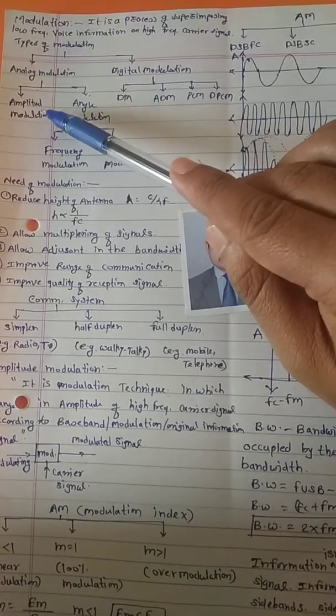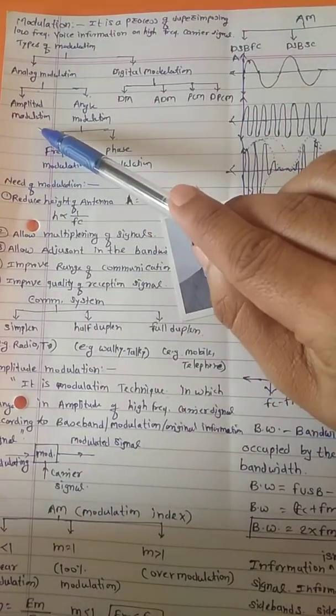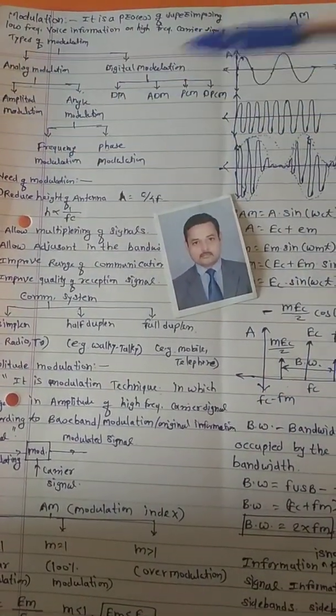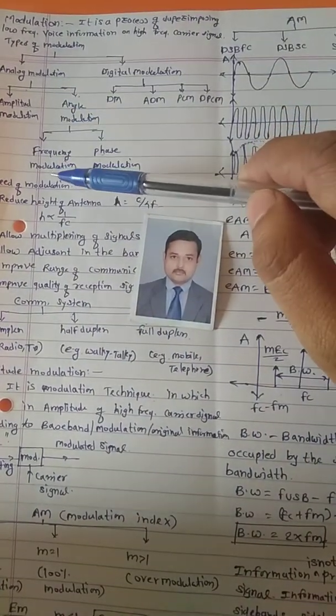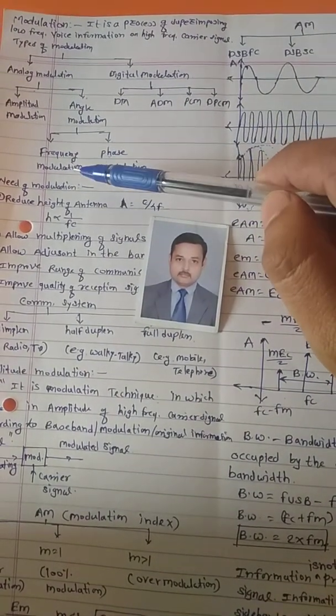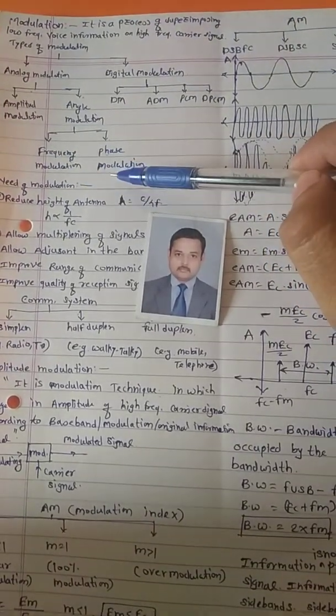So we know that it depends upon which parameter of the carrier we are going to change; the name is given accordingly. If we are changing the amplitude of the carrier with respect to the modulating signal, the name given is amplitude modulation. If we are changing the frequency or phase of the carrier, the name is given based on that: frequency modulation or phase modulation. The remaining two parameters will remain constant.